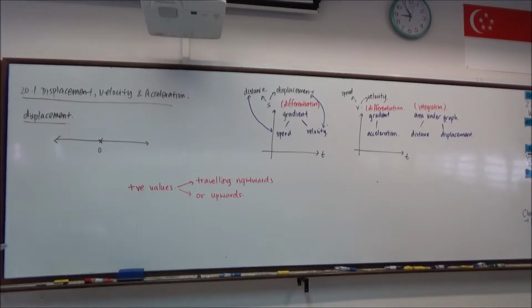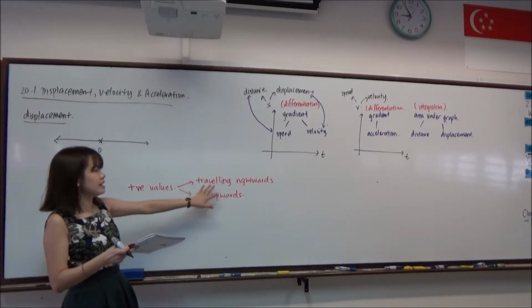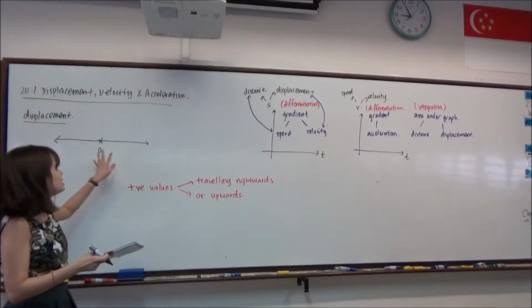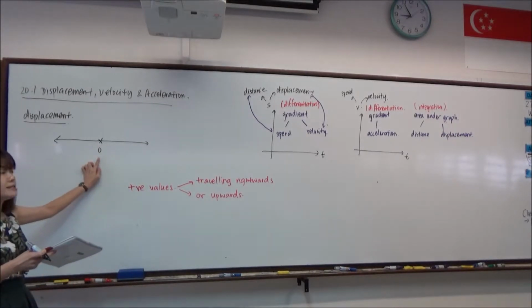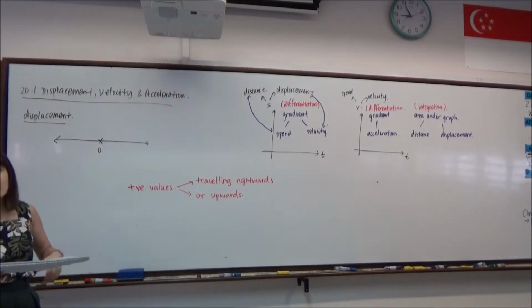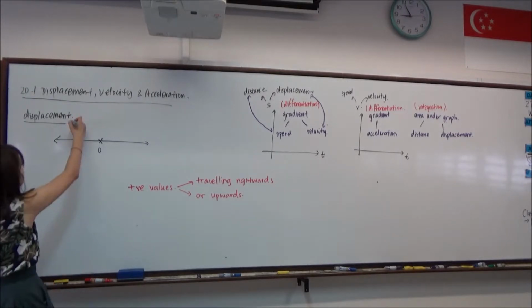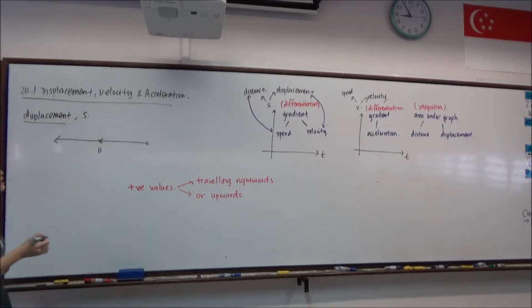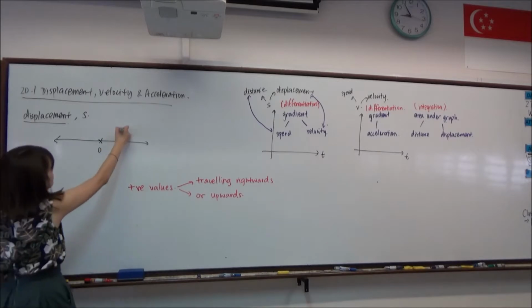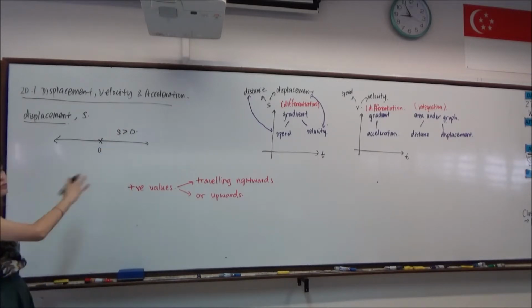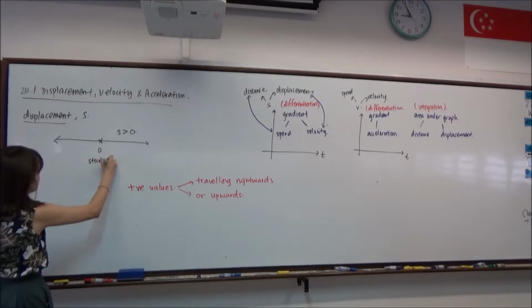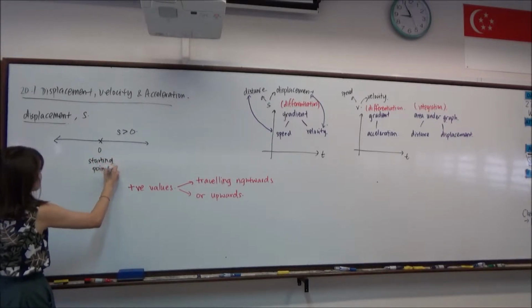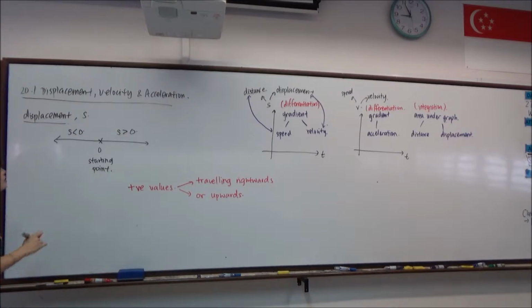Just now earlier we said that positive values mean that it's traveling rightwards or upwards. So if we take a starting point at 0, and we find that the value for displacement, which we usually denote with the letter S, is more than 0, that means it is rightwards of the starting point. Then if it is negative, it will actually be leftwards of the starting point, right?